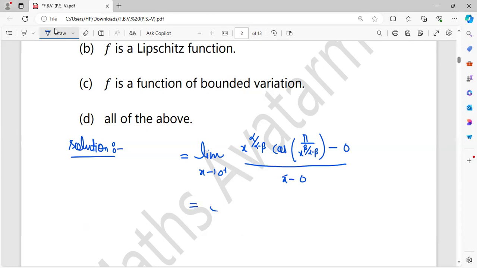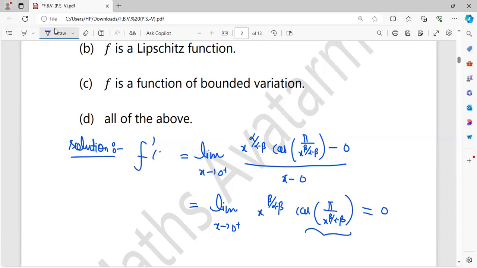So what you will get? The limit as x tends to 0 plus, I'm taking the limit at 0 from the right. So it is x to the power 1 minus, it will be x to the power beta upon alpha minus beta times cos of pi upon x to the power beta upon alpha minus beta. Cos functions are bounded and this is a positive power, so this is going to be 0. It means f dash at 0 exists.